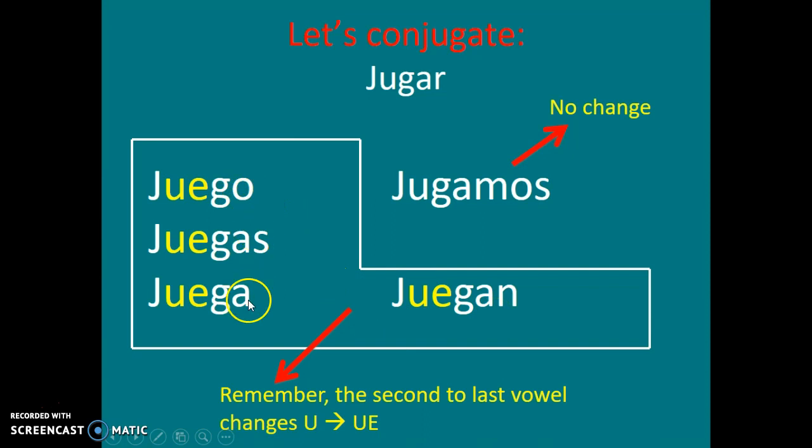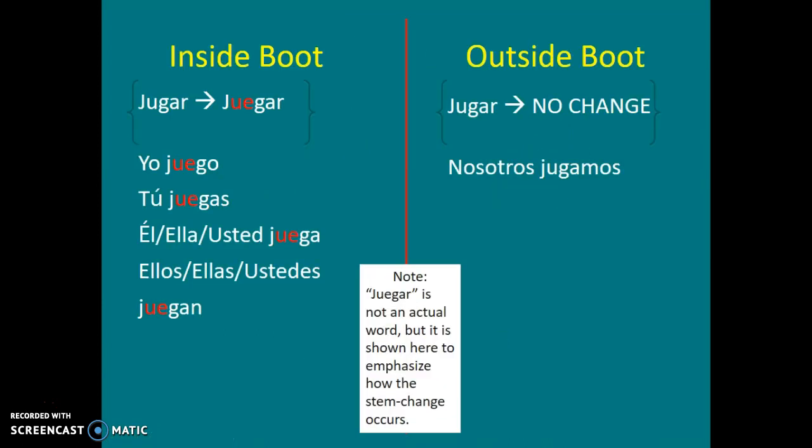If you don't know how I got these endings, this is the present tense. We learned this a few chapters ago. If you're still unfamiliar with this, make sure you go back and you review it. Because it's an AR verb, right? And it has o, as, a, amos, an. Those are the endings. Okay?